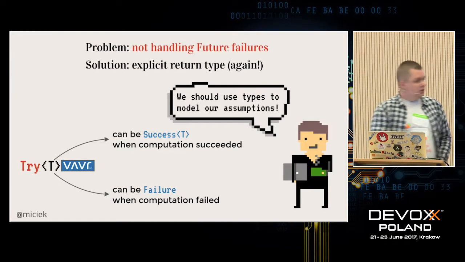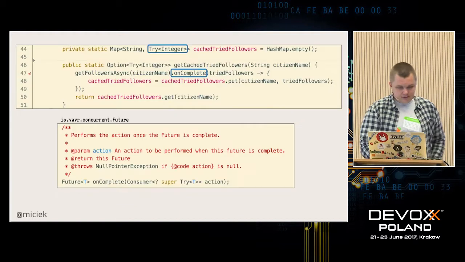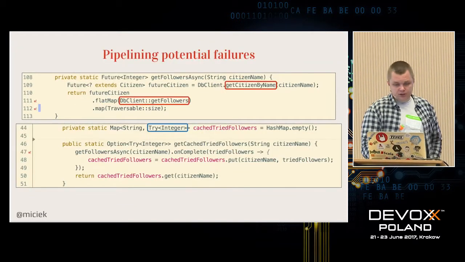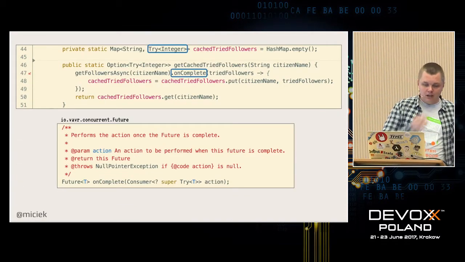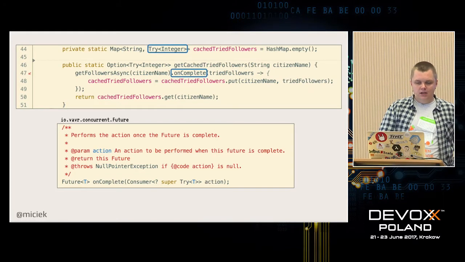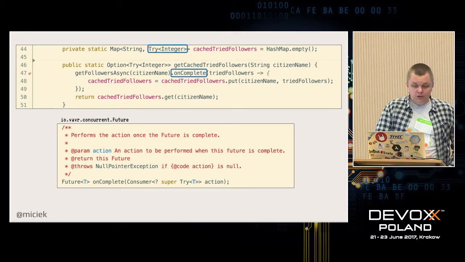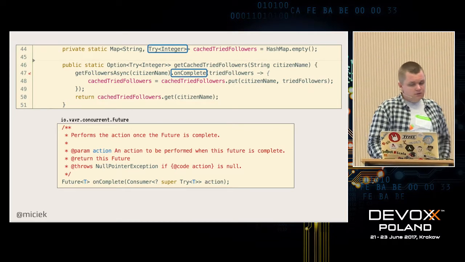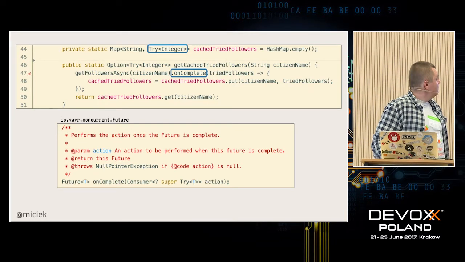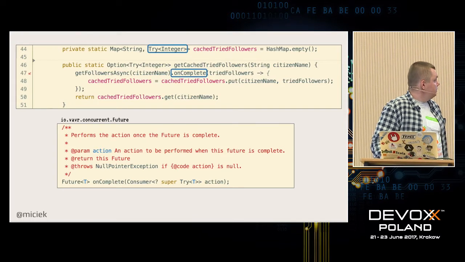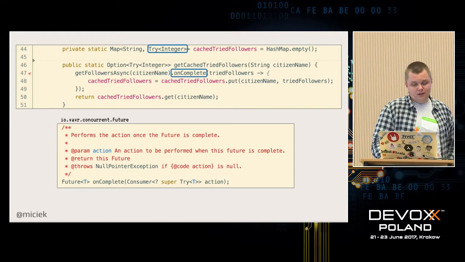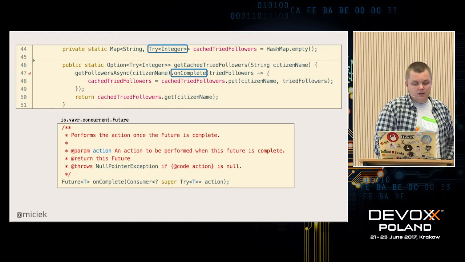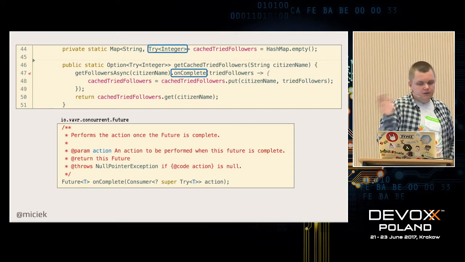So what we did, we just used the Try type. Let's recap. We needed to change the type in line 44 of our cache from Integer to Try of Integer, and we needed to change in line 47 the forEach to onComplete. We use this onComplete function from Future in Vavr that gets a Try, and it executes this function that we provide any time the future completes, either with failure or with success.